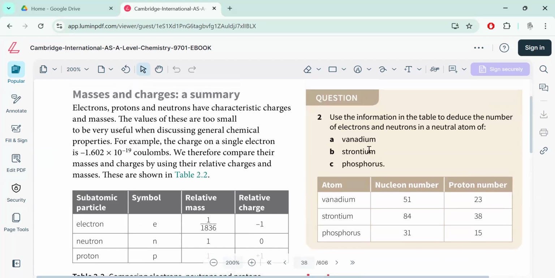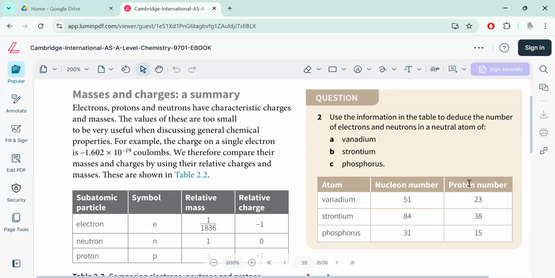Now you have here: use the information table to deduce the number of electrons and neutrons in a neutral atom of. For questions like this, for tonight I'm just going to explain it and we'll discuss it directly. I'm not going to make this an assignment, but probably a few weeks later I'm going to make this your homework. But it's not going to be hard, I promise. It's really simple. All you do is a simple subtraction.